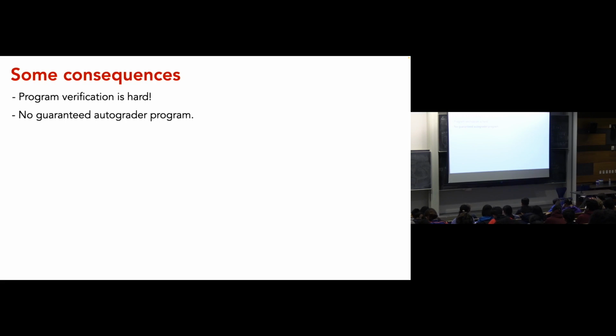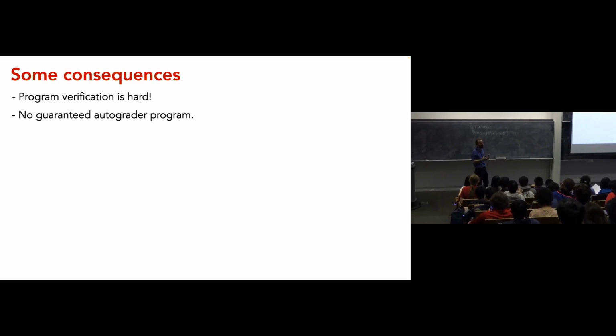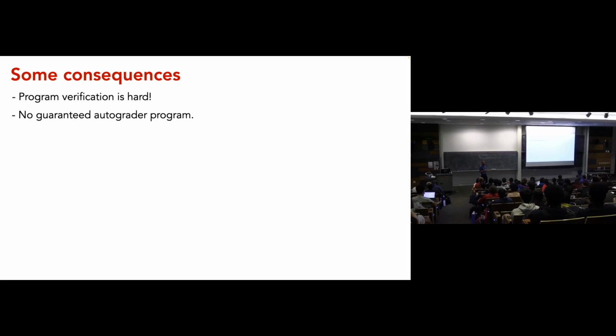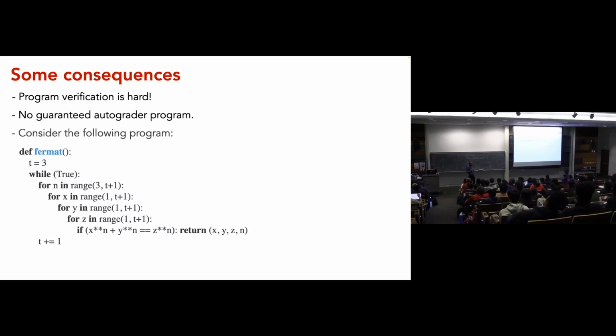One consequence of that is that there's no guaranteed auto-grader program, right? So when you're taking a programming course, the way auto-grading is done is on sample inputs. They check the output of your code. That's just a heuristic. It doesn't guarantee that your code is correct on all inputs, just that on those sample inputs it's correct. The reason we do auto-grading this way is because there's no algorithm in general that will do it.